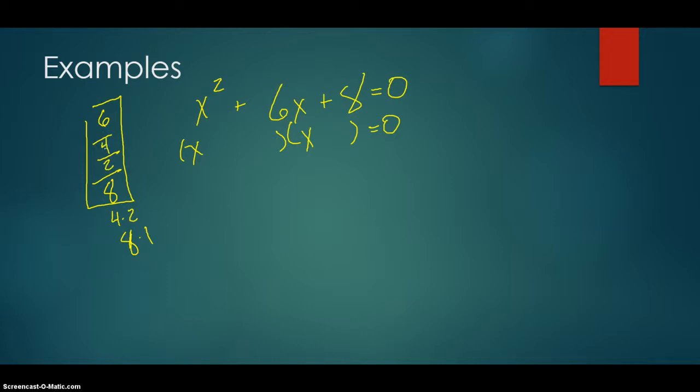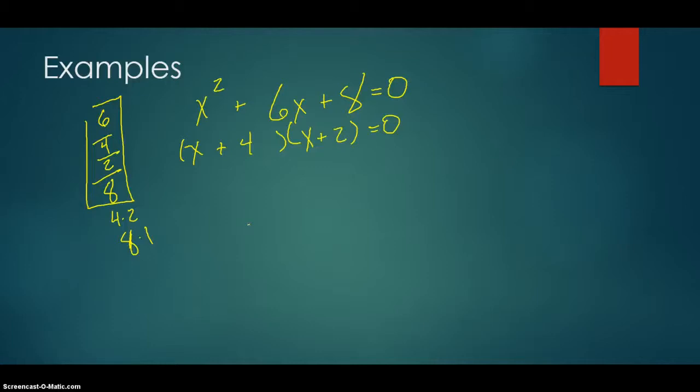I know that positive 4 times positive 2 gives me positive 8, and positive 4 plus positive 2 is going to give me this positive 6. So I can keep these with plus signs. But what we're doing here is factoring. So we're solving using factoring. So we factored, now we need to do the solving part.